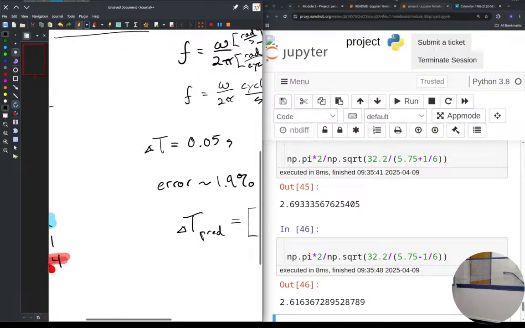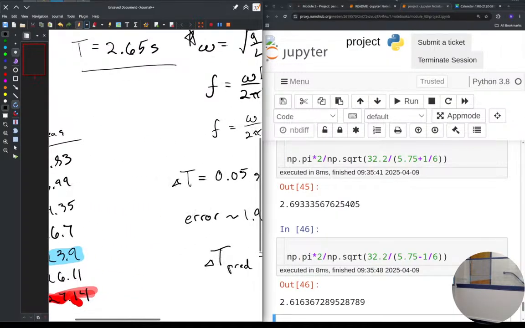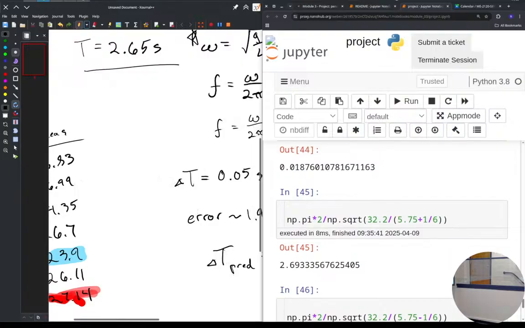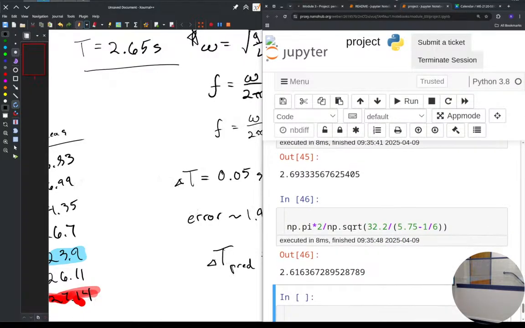Oh wait, you're right. Where did we calculate? We got 2.6. Yeah, and we're still a little outside. We didn't have those extra 2.7. No, we got rid of it. No, we didn't, not in this one, at least.